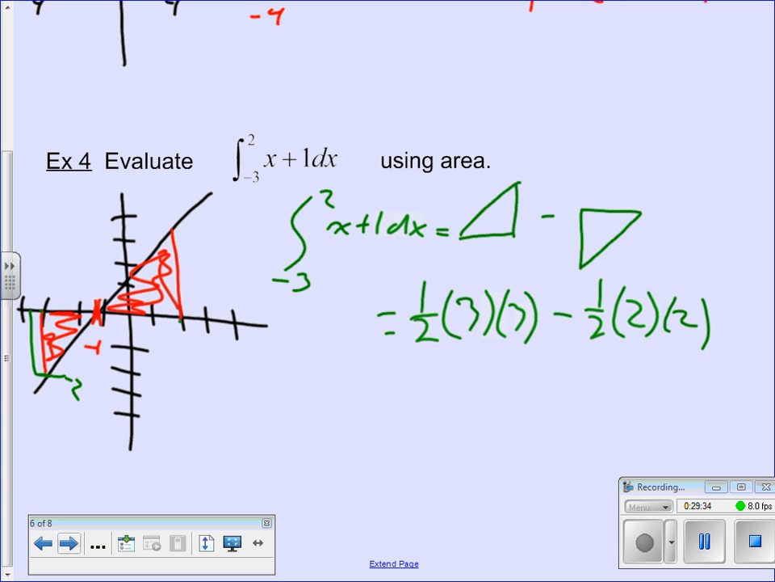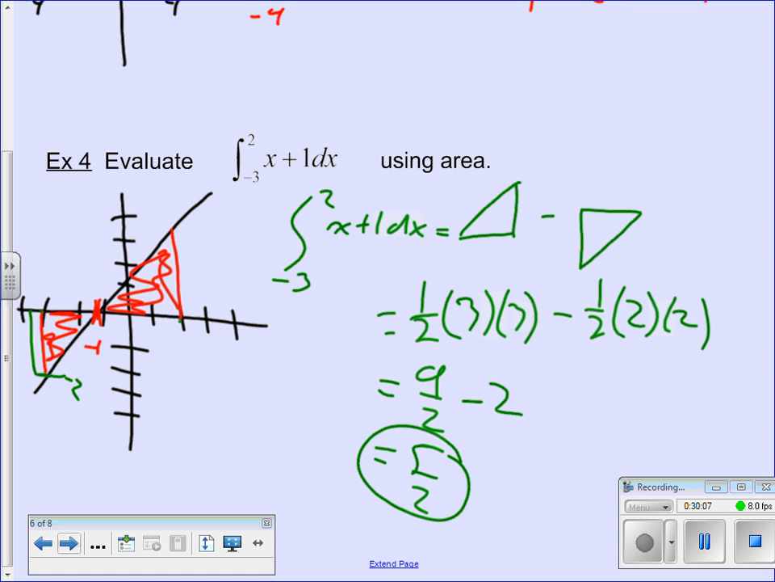So the first triangle has an area of 9/2. The second triangle has an area of 2. 9/2 minus 2 is 5/2. Okay. Does it make sense? This is not how we're going to do everything, but this is a good start. Okay, a good start on how to do stuff.